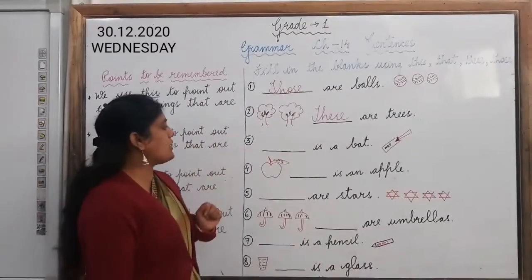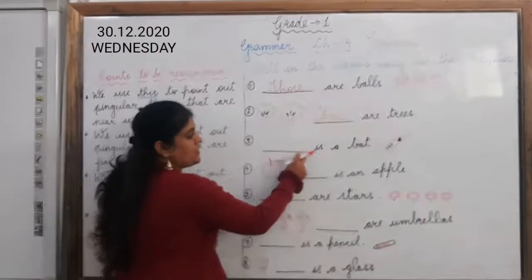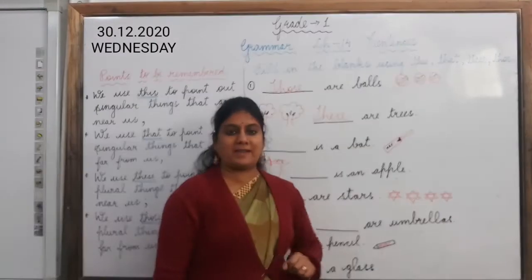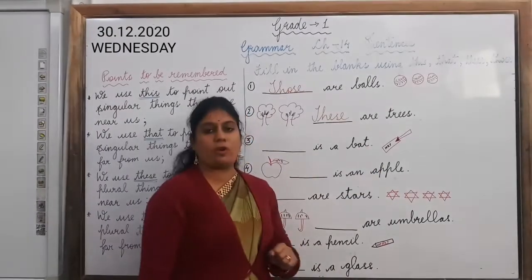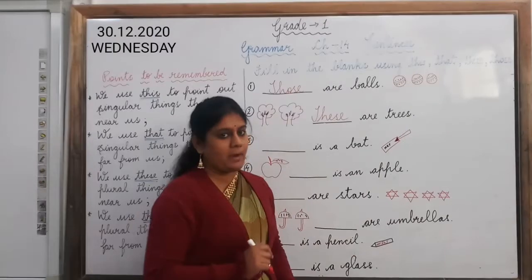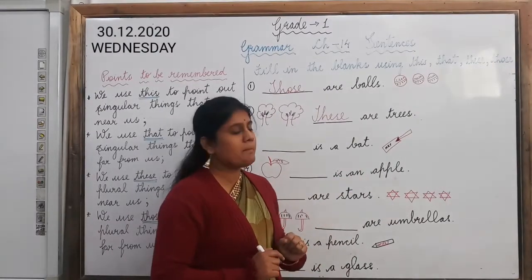Now move towards question number 3. Dash is the bat. Here you can see I have drawn one bat, an MRF bat, here. So this bat is singular in number because it is only one bat.